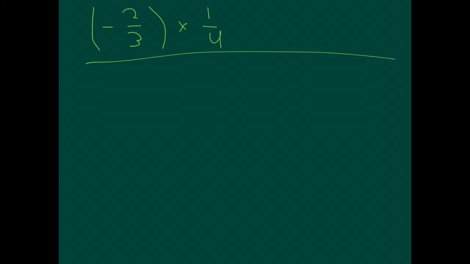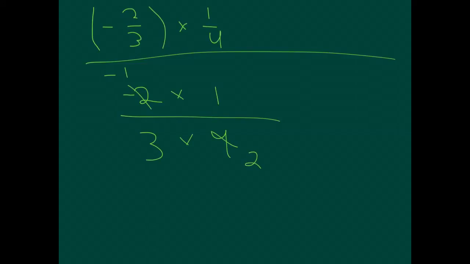So today you will be multiplying fractions. So you'll write it out. So -2 times 1. Then there's 3 times 4. And so the 2 goes into 4 twice. So it is -1 over 6. And so that's the answer to the problem.